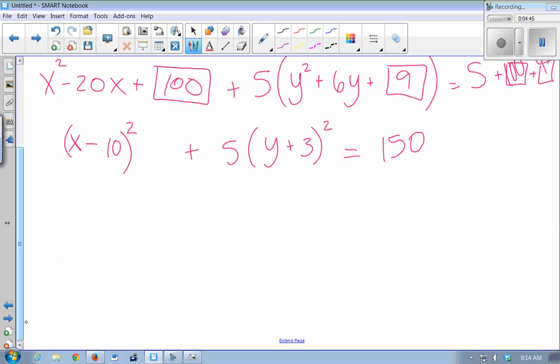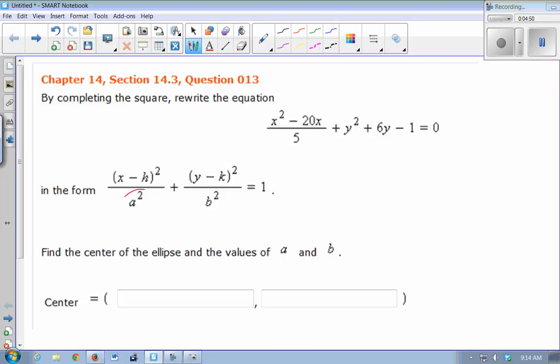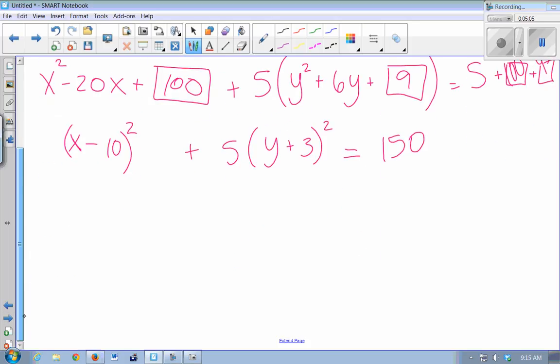All right, so I'm almost done. It's not quite the standard form of an ellipse, because an ellipse has these denominators, right? The coefficients on your two squared factors are 1, and it's got denominators. And your right-hand side of the equation is supposed to be 1 also. Okay, so if the right-hand side of my equation is supposed to be 1, I'm going to divide everything by 150.